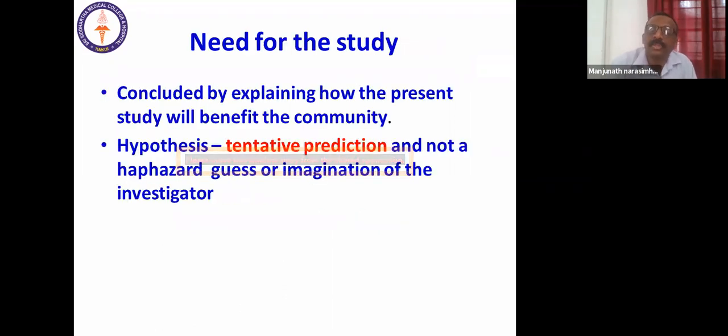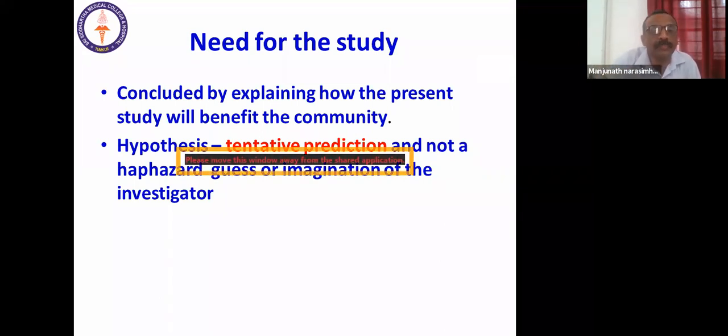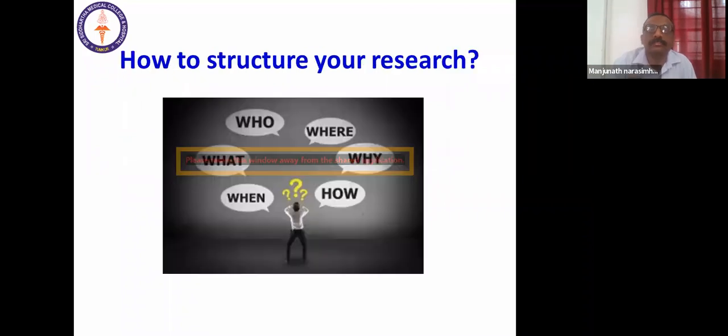At the end of this, once you identify the gap, you are going to conclude by writing a paragraph stating that, okay, I am going to do this, hence I am going to do this study, which is going to benefit the community. And at the end, you should also make a hypothesis, which is a tentative prediction. Do not directly say that this is better or that is better. Always make a tentative prediction. That is called a hypothetical statement of what you are going to do.